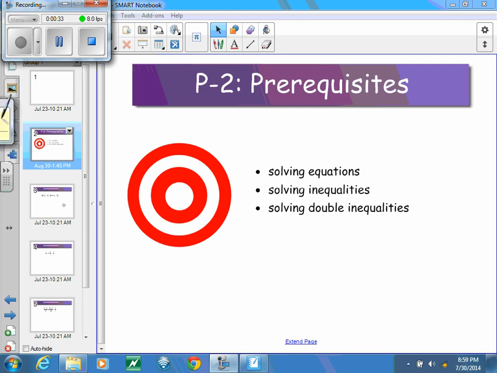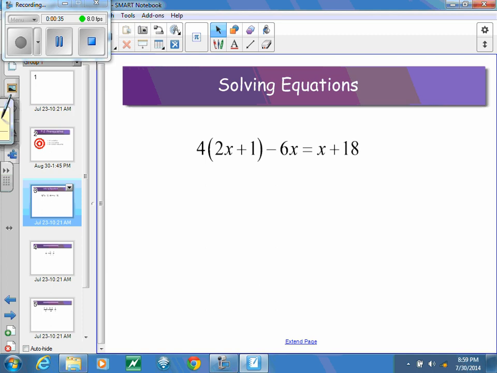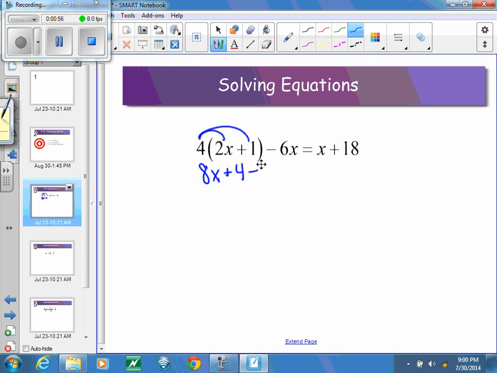solve those. So let's start out with, I've got 4 examples that I'm going to quickly go through, and that will be it. So first one, just solving equations. Remember, whenever you have parentheses, you want to get rid of those right away. So we've got our distributive property that we're going to use. So 4 times 2x and 4 times 1. So that gives me 8x plus 4 minus 6x equals x plus 18.